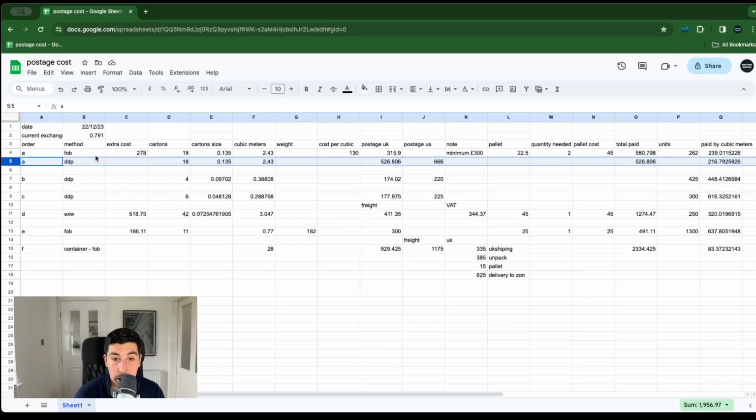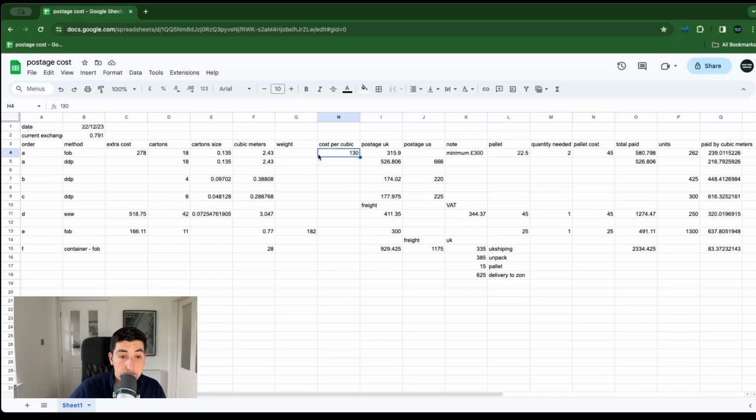Let's have a look, anything I'm missing out here? The cost per cubic meter. This is the rate card at the moment. The cost per cubic meter is 130. So again, these are numbers that you can have for yourselves and compare. If I was to do FOB, it would have been $315 plus the $278, so the total would have been $480. If I was to do DDP, it would have been 526.